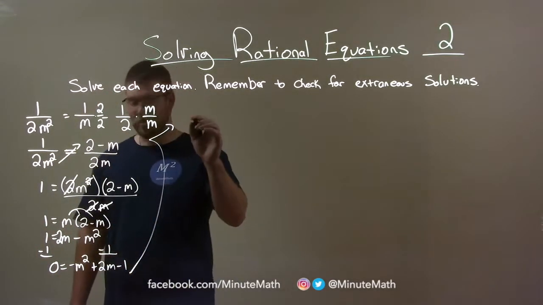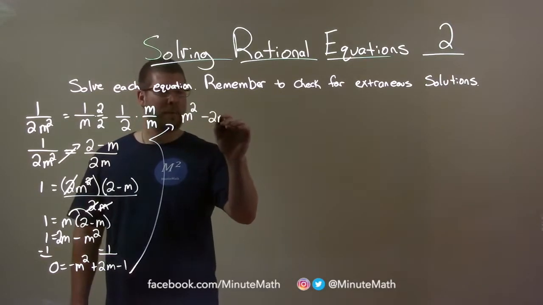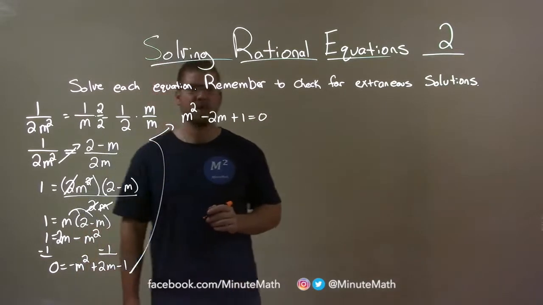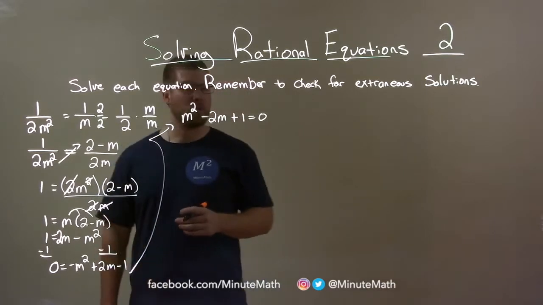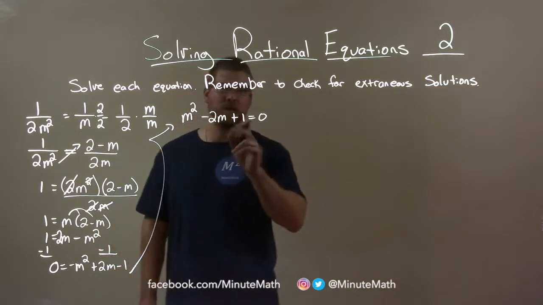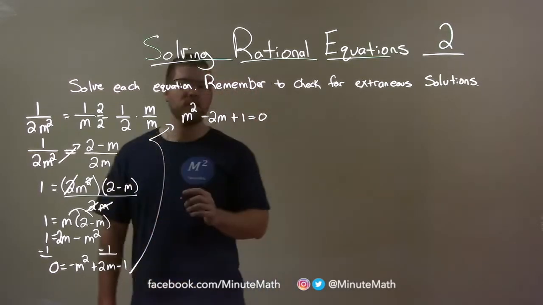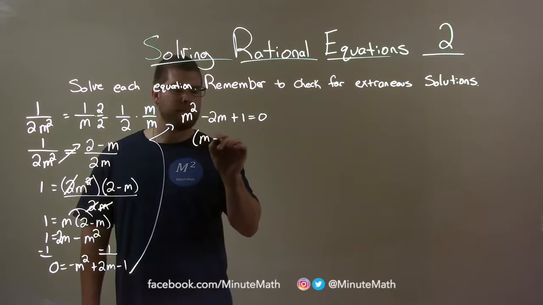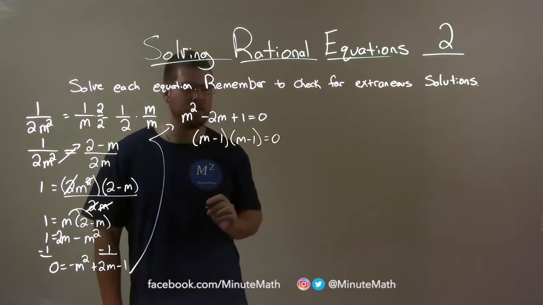I didn't recognize that earlier. So we have m squared here minus 2m plus 1 equals 0. And that's a much easier problem to factor. So let's ask ourselves a question. What two numbers multiply to be a positive 1 but add to be a negative 2? And those two numbers are minus 1 and a minus 1. So we have m minus 1 here, and m minus 1 is equal to 0.